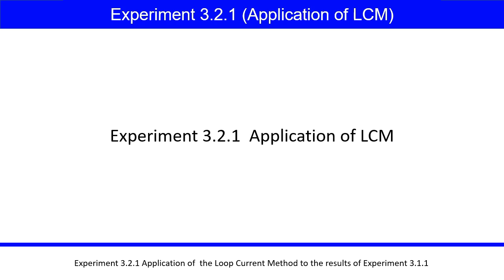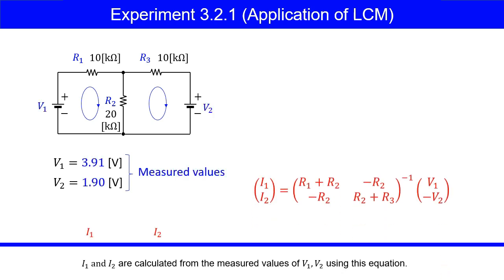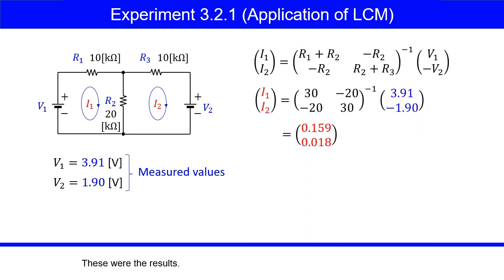Experiment 3.2.1, Application of the loop current method to the results of experiment 3.1.1. These were the readings of V1 and V2 on the voltmeter in experiment 3.1.1. I1 and I2 are calculated from the measured values of V1 and V2 using this equation. These were the results.